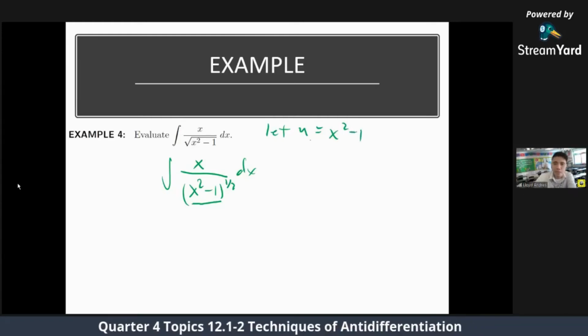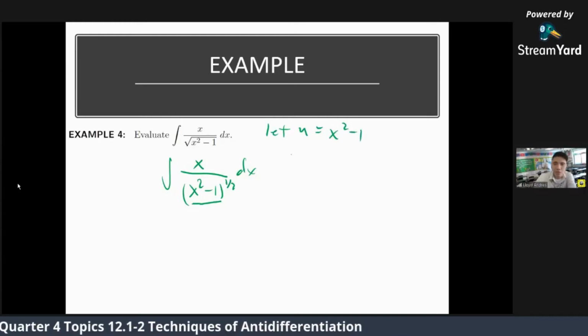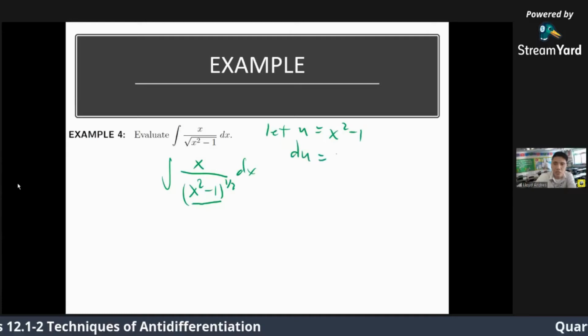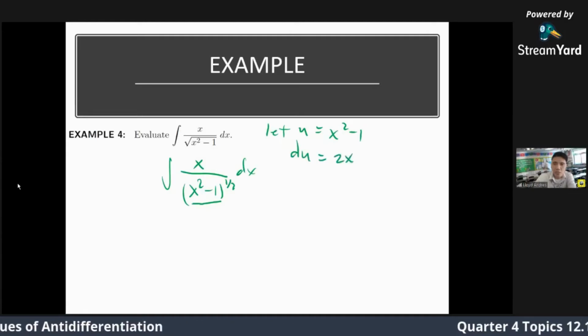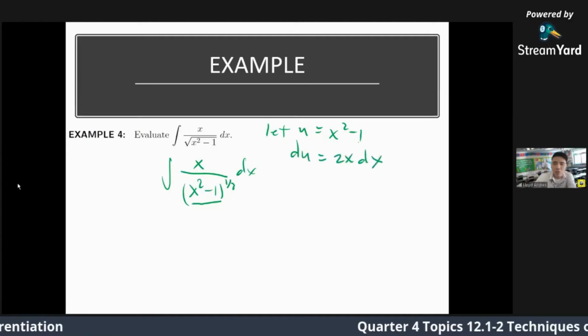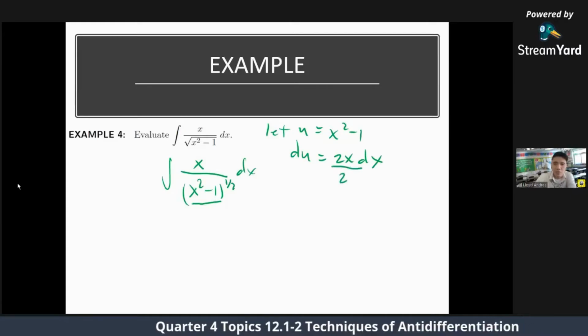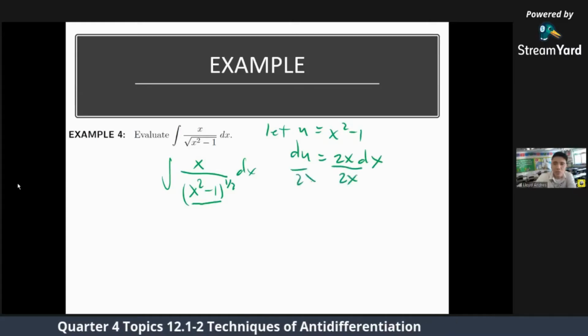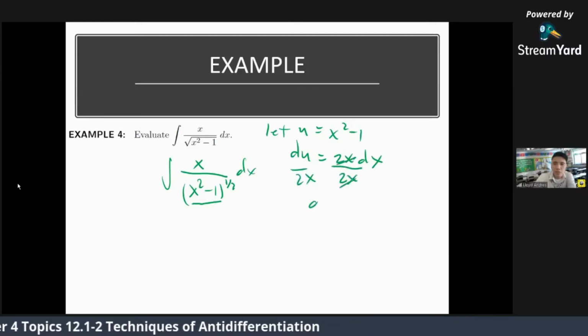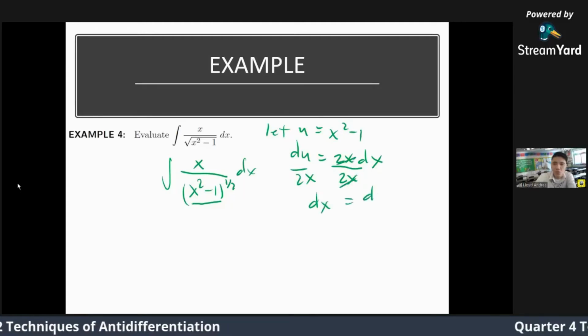And then again, after magkalat ka, you differentiate both sides. So this is du, kani 2x dx. Si 1, 0 naman na. Then isolate dx, divide both sides by 2x. So para isolated na si dx as your du over 2x.